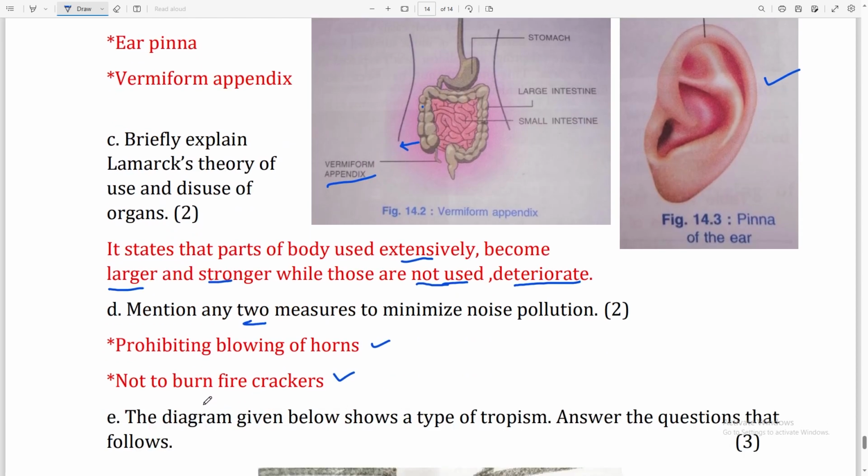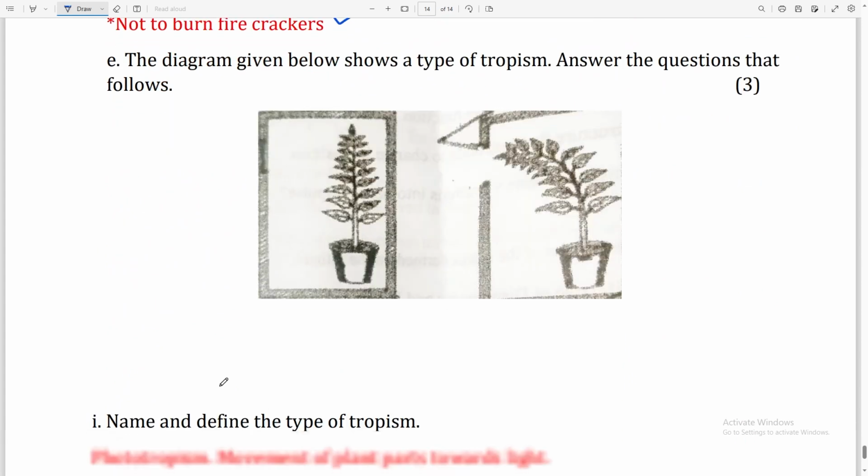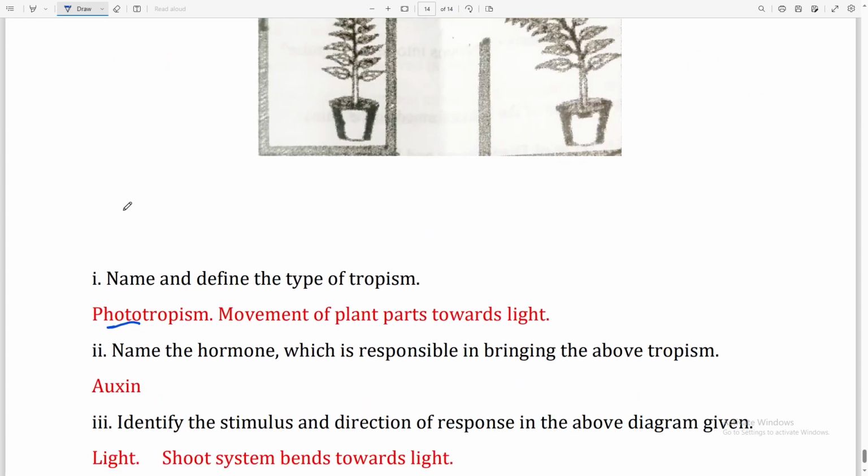The diagram given below shows a type of tropism. Answer the questions that follow. Name and define the type of tropism. What type of tropism? It is phototropism. Define. What is the definition of phototropism? Movement of plant parts towards light is known as phototropism. Second question, name the hormone which is responsible in bringing the above tropism. The answer is auxins, the growth regulator, because auxin helps in bending the plant parts.